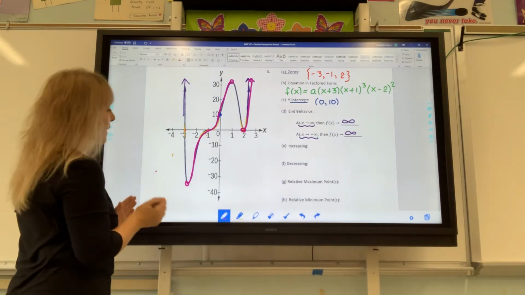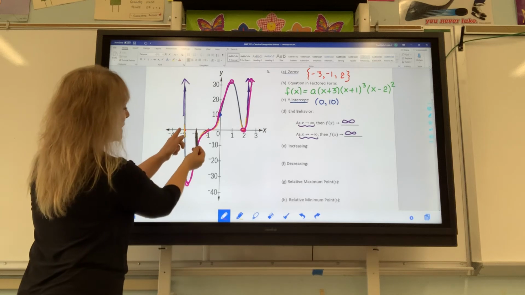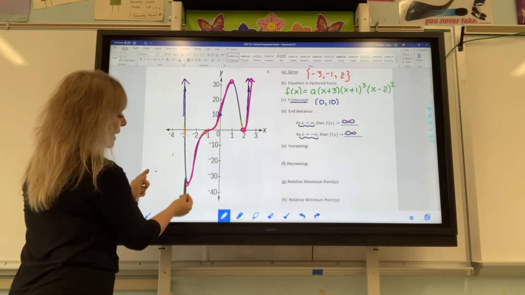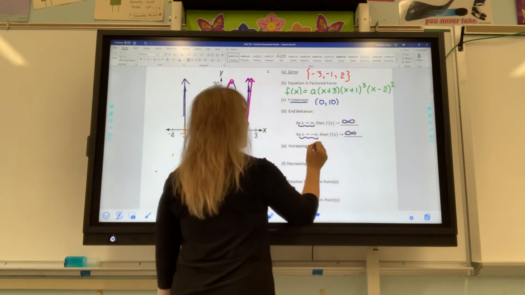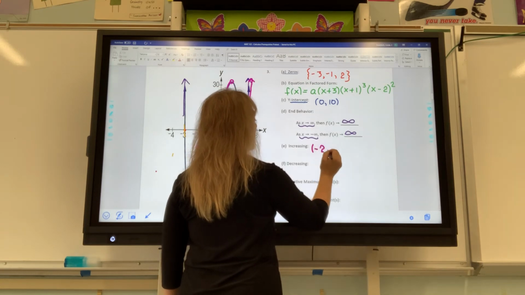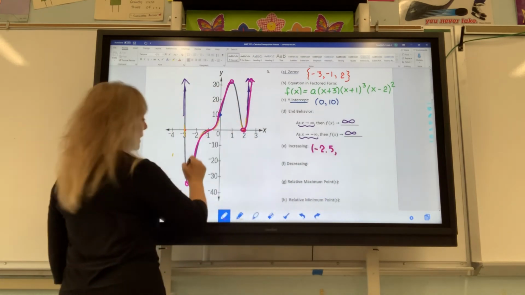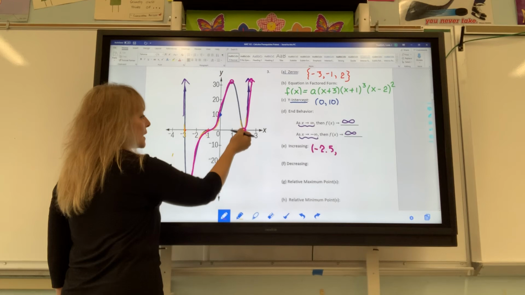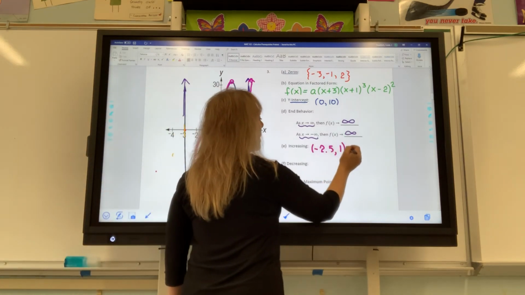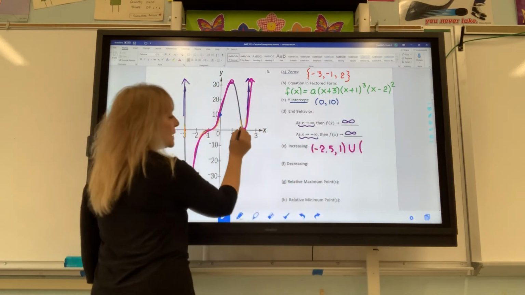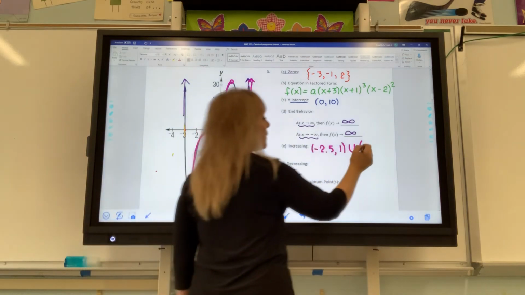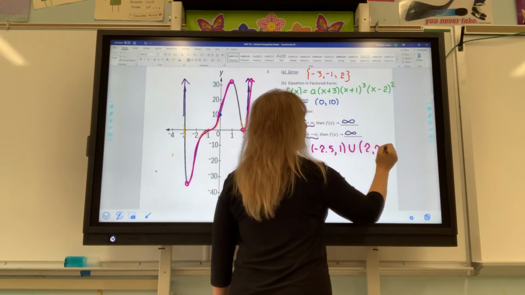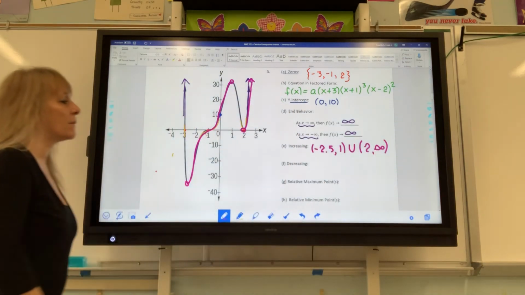And you only go for the x's. So I'm going to guess that this is at -2.5. So I'm going to say it's increasing from -2.5, and it increases all the way up to an x value of 1. But then it's increasing again from 2 to infinity. And that takes care of that.